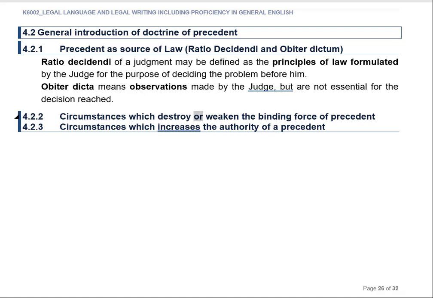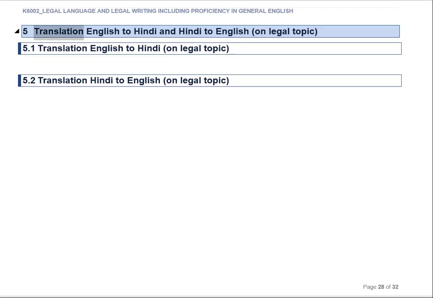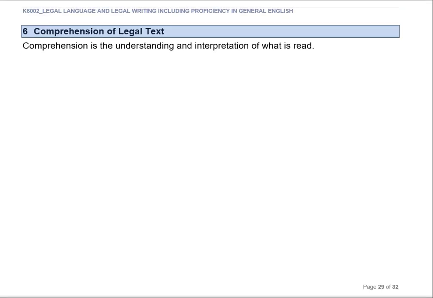Circumstances which destroy or weaken the binding force of precedent. Circumstances which increase the authority of a precedent. Method of writing a case comment. Translation English to Hindi and Hindi to English, on legal topic. Translation English to Hindi, on legal topic. Translation Hindi to English, on legal topic.